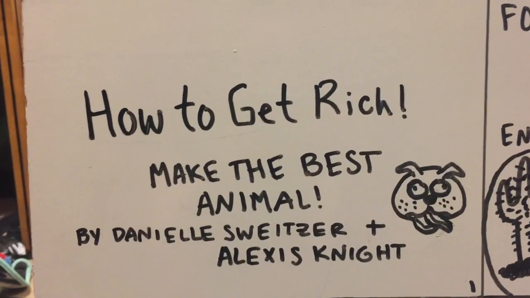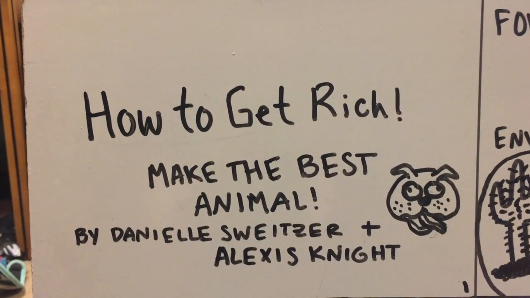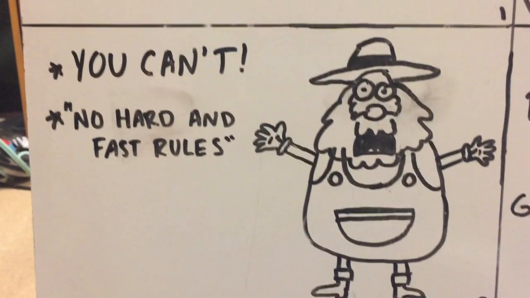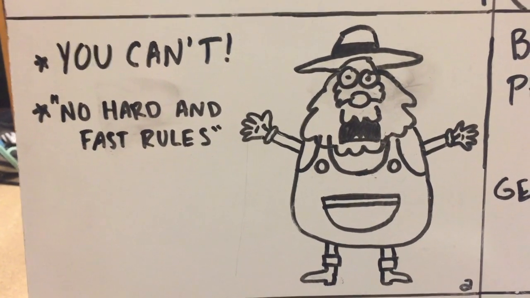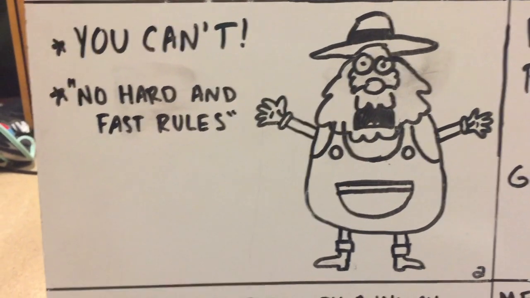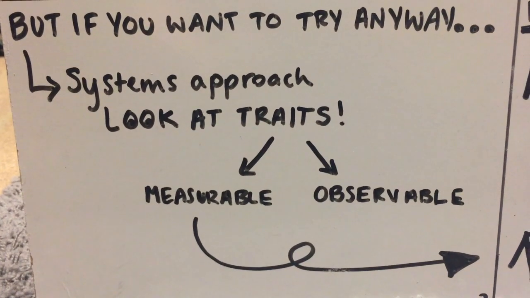How to Get Rich. Make the Best Animal by Danielle Schweitzer and Alexis Knight. In short, you can't. There are no hard and fast rules. I know you're shocked, Mr. Farmer. But if you want to try anyway, use the systems approach.